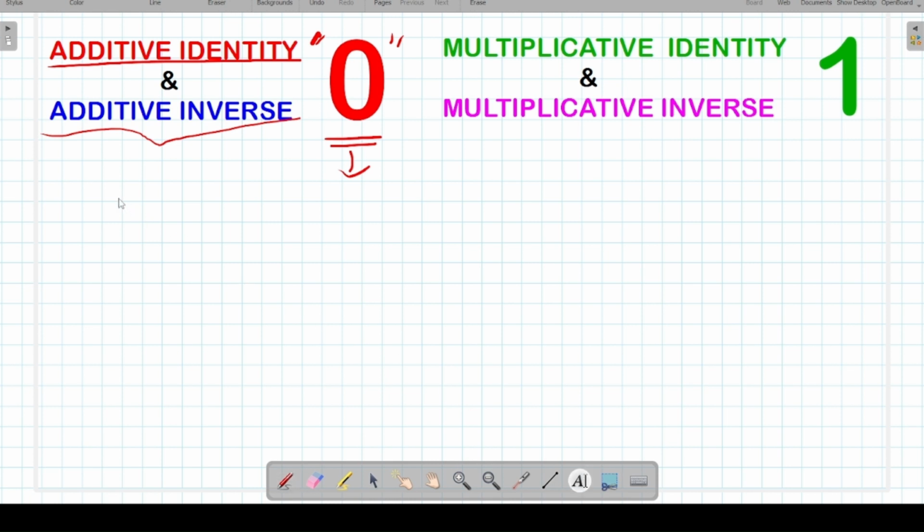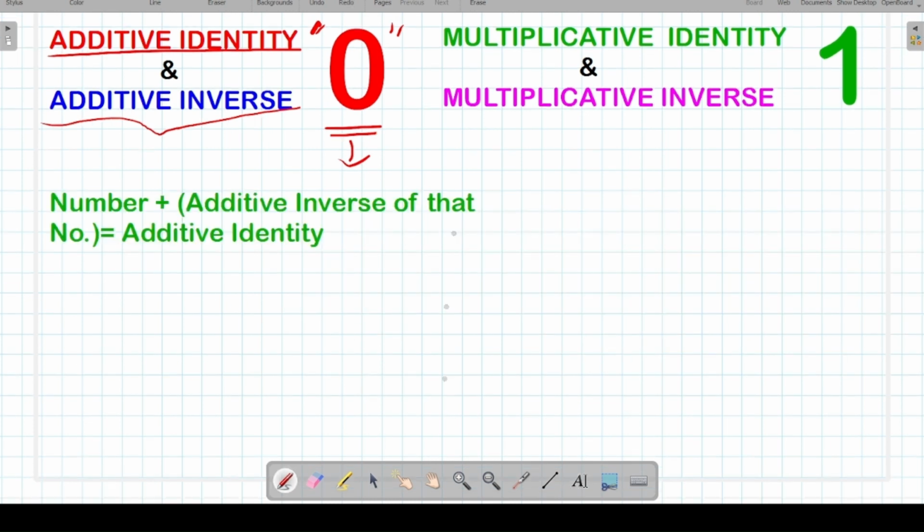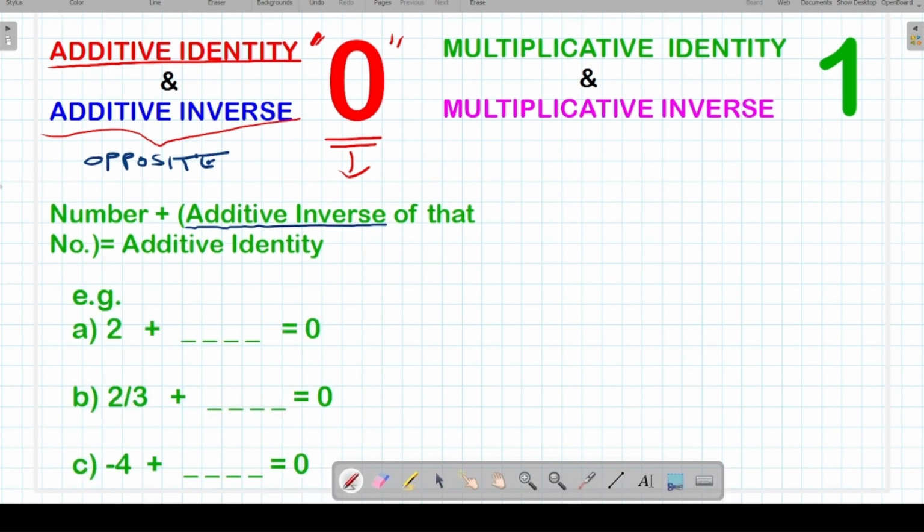So what is additive identity and what is additive inverse? Additive identity is 0. So we can say any number which is added to its additive inverse will be equal to the additive identity, which is equal to 0, which we have highlighted over here, right? So the additive inverse is the number which is opposite of the given number. Suppose some number is given in the question. The opposite means the number which is carrying the opposite sign of the given number, right? That will be the additive inverse.